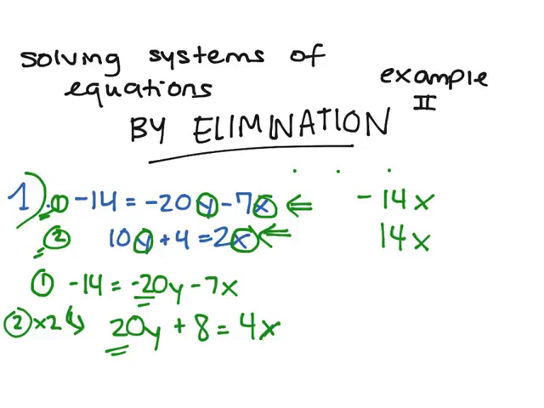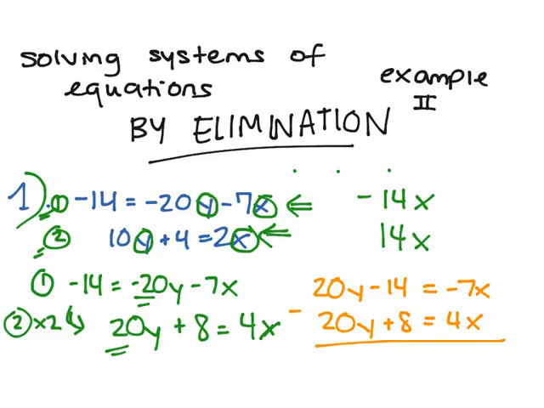So let's bring the y's over to the same side. That gives us 20y minus 14 is equal to minus 7x for equation 1, and for equation 2, 20y plus 8 is equal to 4x. So if we add those together, or we want to subtract them, if we subtract them, we get minus 22 is equal to minus 11x, so x is equal to 2.